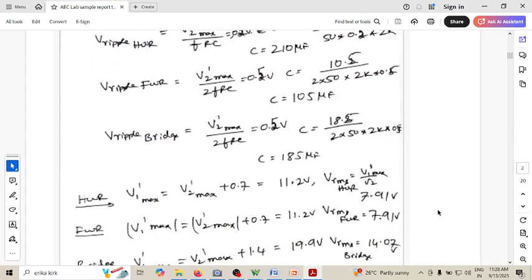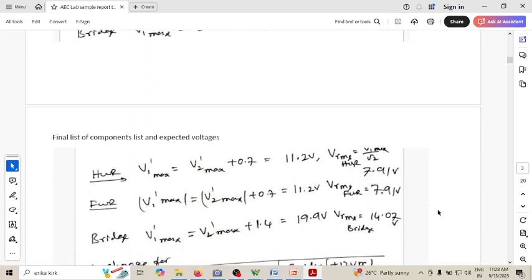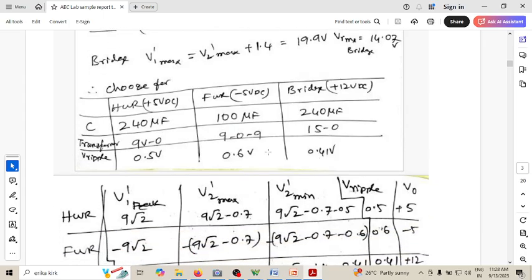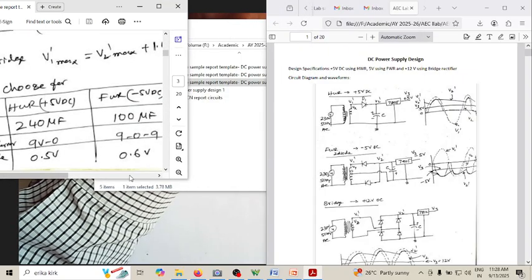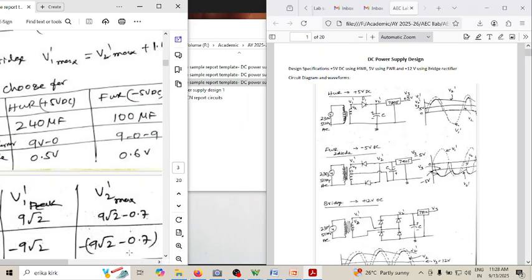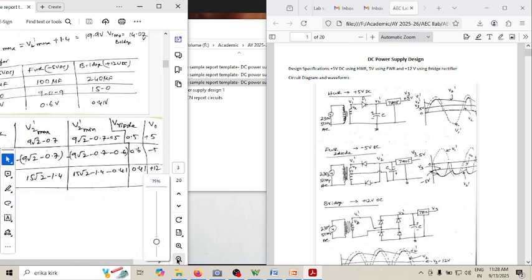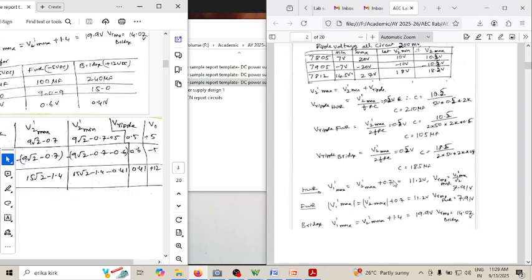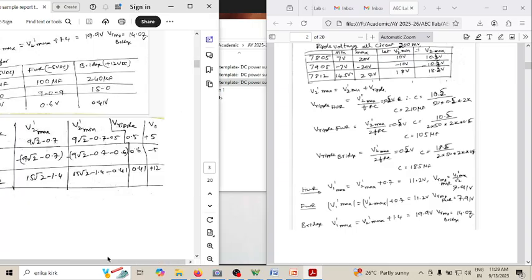Then comes the actual component that we'll be using. Okay, this is what is done here. Now, let me go back and show what I'll do here. Let me go to the next page, and these are the values you got. The components available in the lab are typically something like this.